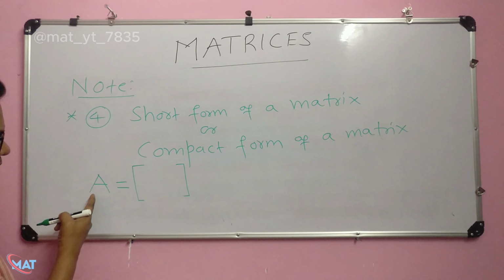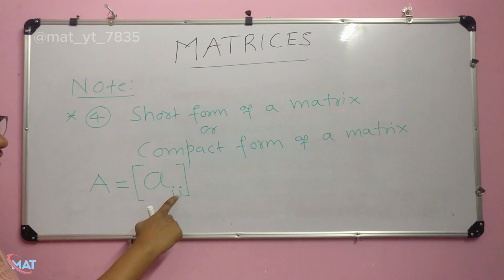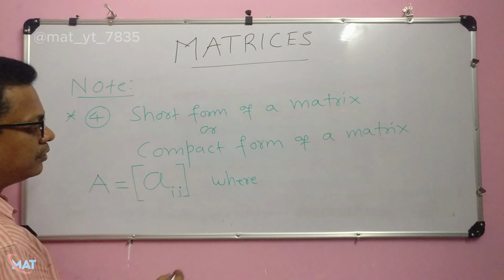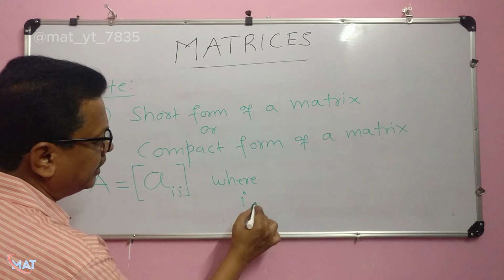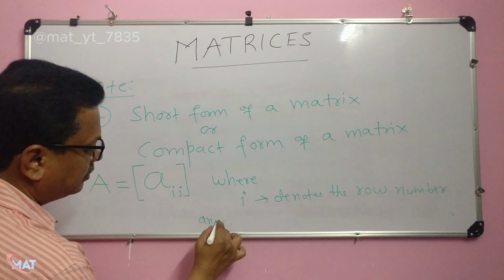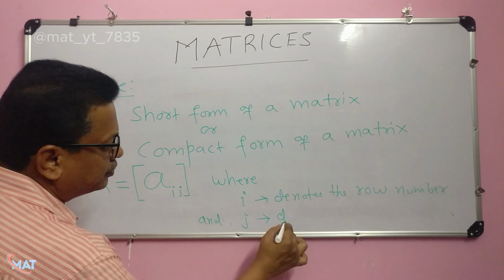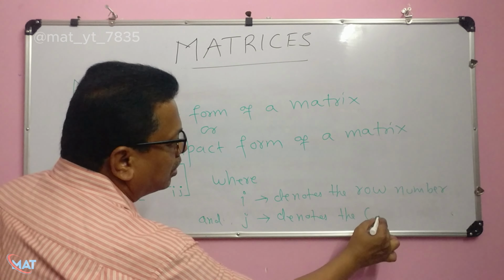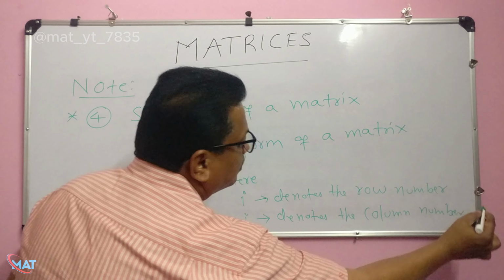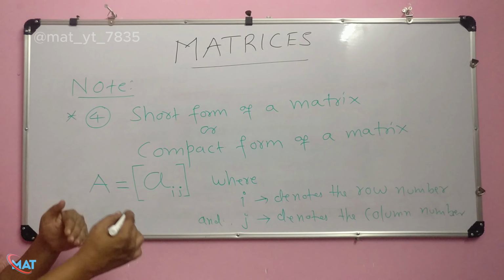That means i stands for row number, j stands for column number, where i denotes the row number, which row, and small j denotes the column number, column number. You see, under only the first definition, note points will cover some fundamentals like that.